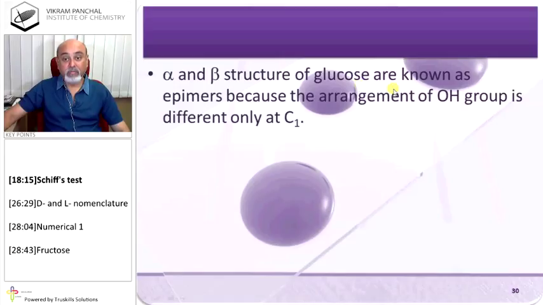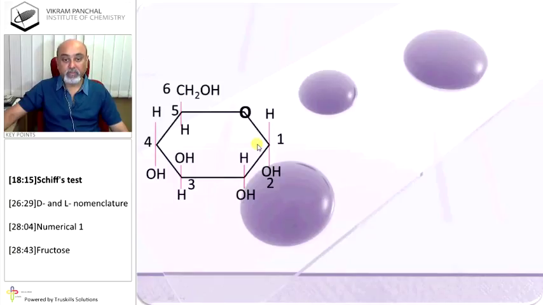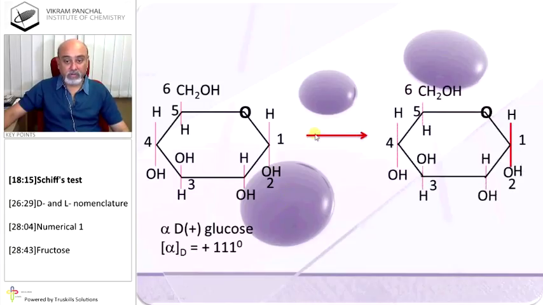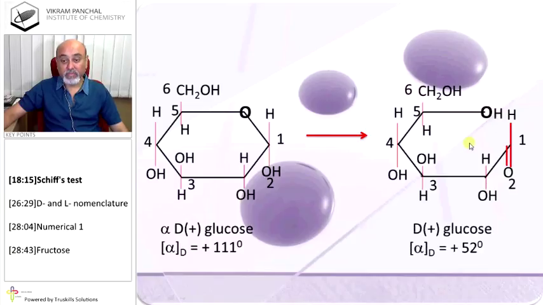Alpha and beta structures of glucose are known as epimers or anomers because the arrangement of the OH group is different only on one carbon, C1. Now, this is alpha D plus glucose. When it is added in water, hydrogen from the OH group of this first carbon will shift to oxygen, and breaking this bond produces the open chain structure, whose specific angle of rotation is 52 degrees.